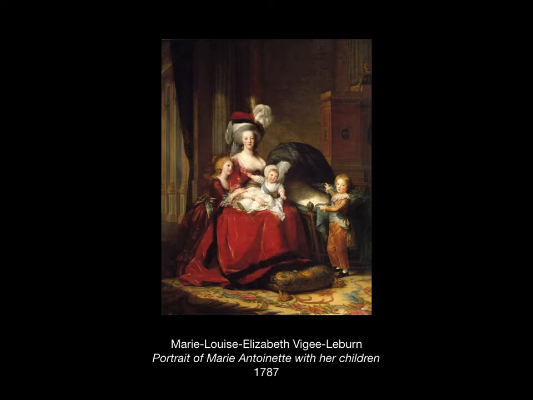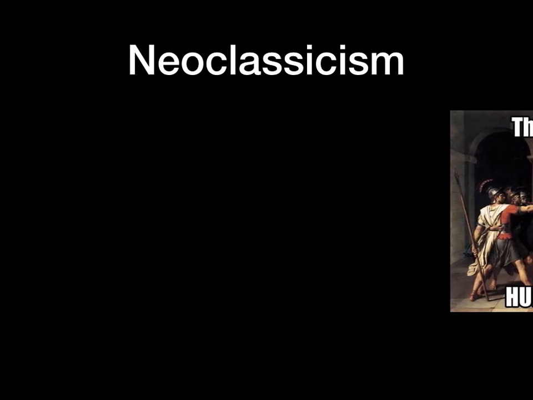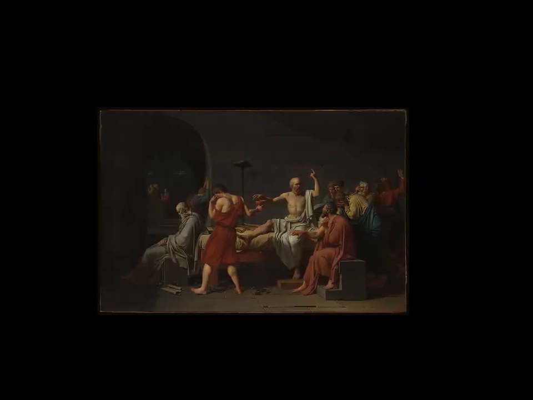Now, the next movement is very much in reaction against Rococo and the monarchy, and that's neoclassicism. It has tight brushstrokes and roots in ancient Greek or Roman art. It's based on a triangle format, and a great example of this is Jacques-Louis David's Death of Socrates.